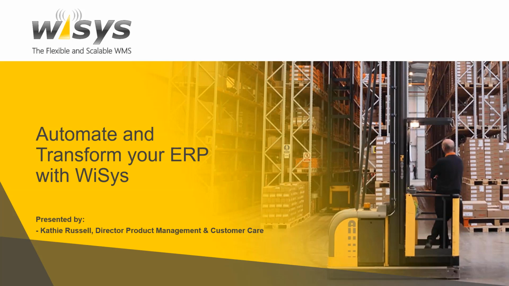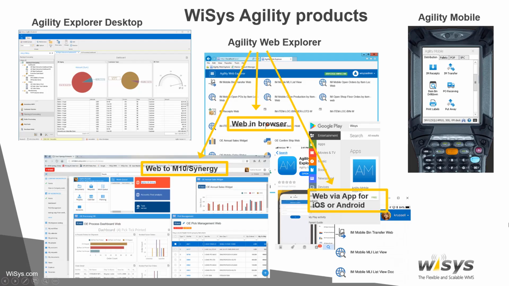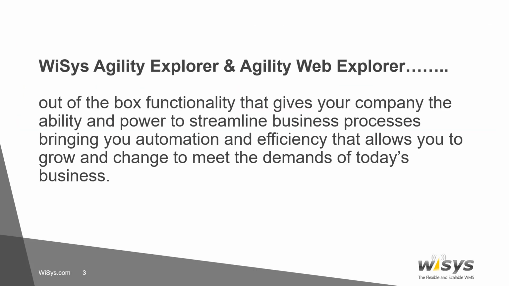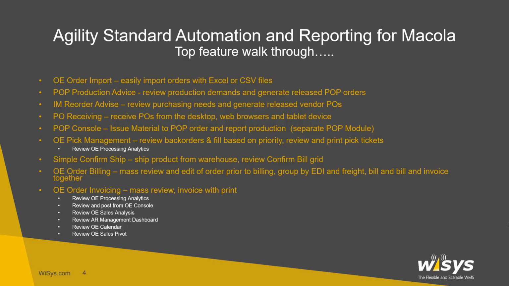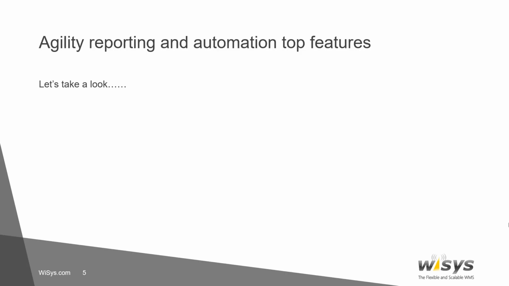I'm going to walk you through the different applications here. We have Agility Explorer Desktop, Agility Explorer on the web in a browser, and Agility Explorer in our mobile app for iOS or Android, and you can also use our WiSys widgets to look at it through your M10 Synergy web browser. These are the things that we are going to walk through, and let's get started.